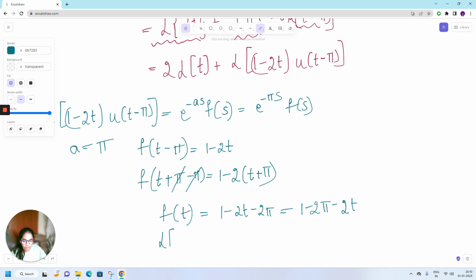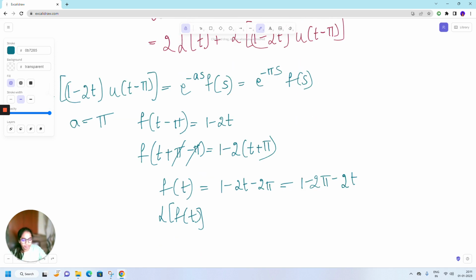Now what is the Laplace of f of t? Why are we finding the Laplace of f of t? Here I have to substitute f of s. So what is that Laplace? That is 1 divided by s minus 2 pi divided by s minus 2 into the t power 1 formula, that is 1 factorial divided by s to the power 1 plus 1. 1 factorial is 1 itself. So this is our f of s.